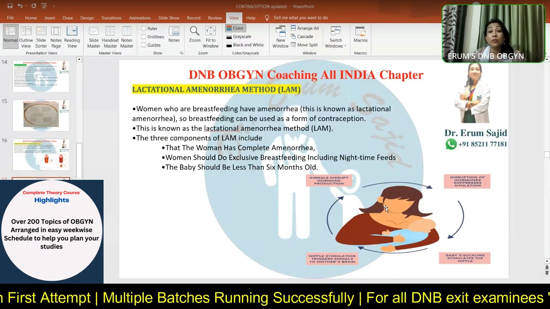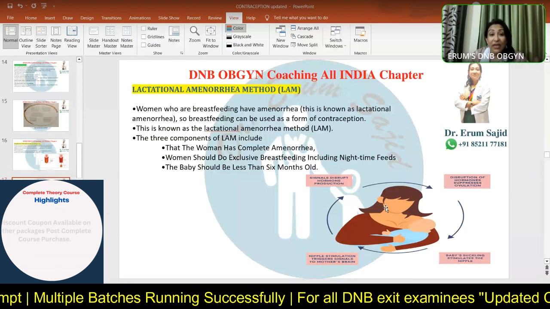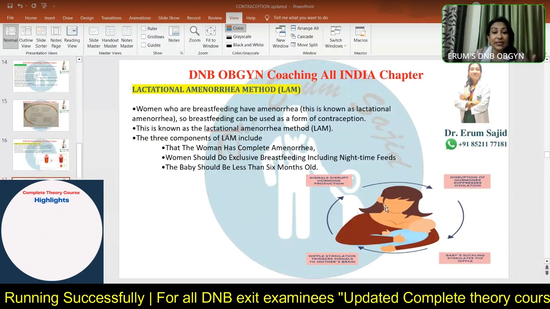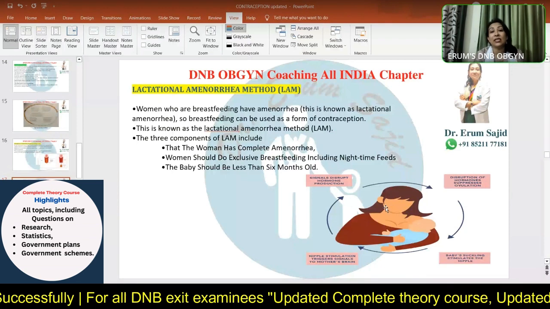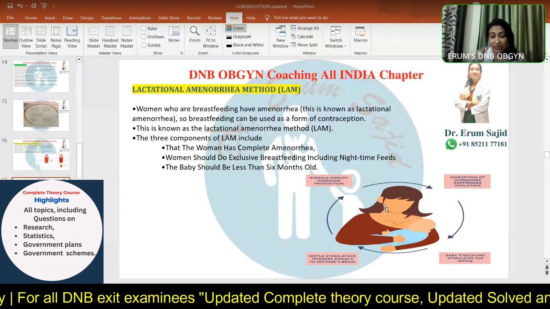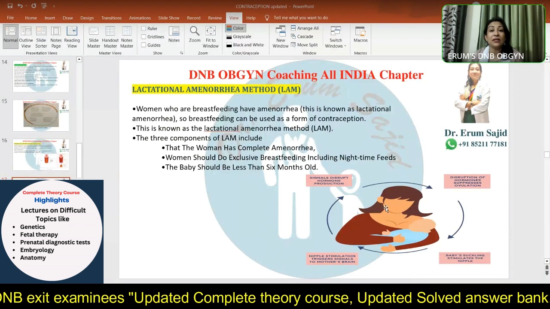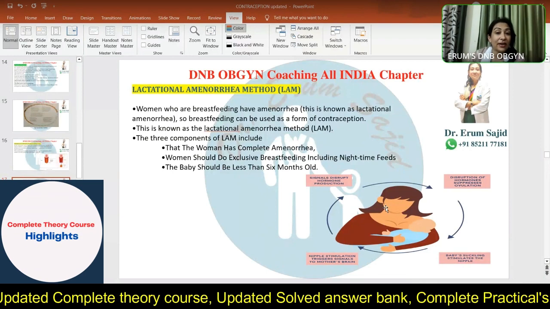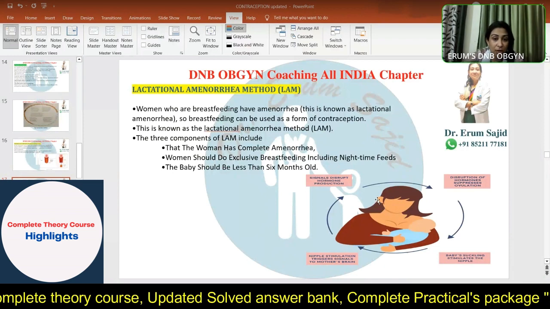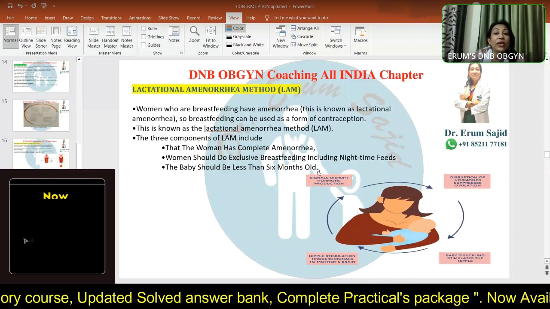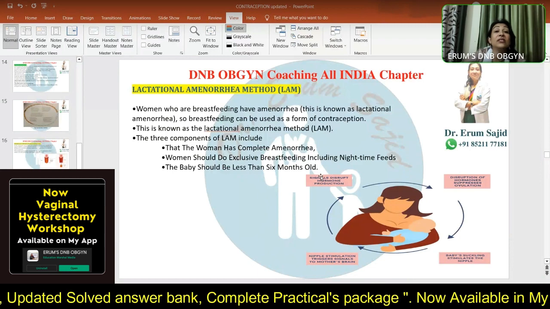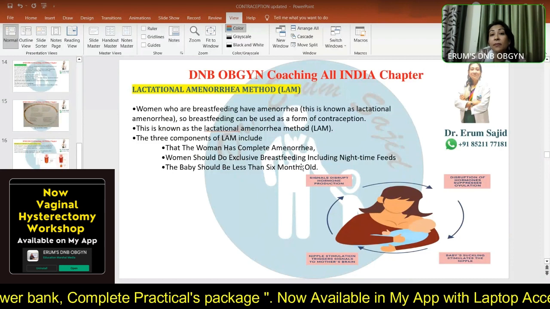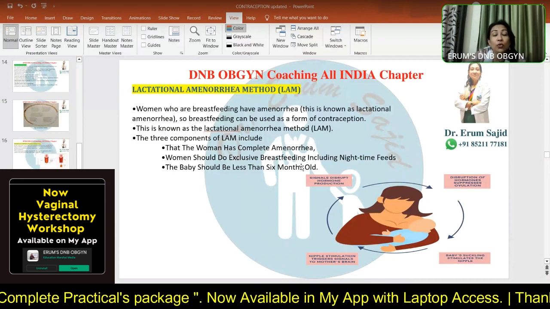Exclusive breastfeeding, very, very important, including the nighttime feeds, because otherwise suddenly the prolactin level is going to dip down. So including the nighttime feeds, the baby should be less than 6 months old. And again, I tell you, the first 3 months you can still follow it, but the next 3 months are slightly questionable, even when you're talking about lactational amenorrhea period. So the first 3 months is okay, but ovulation does come back after 6 weeks. Menstruation can come anytime between 8 to 10 weeks.